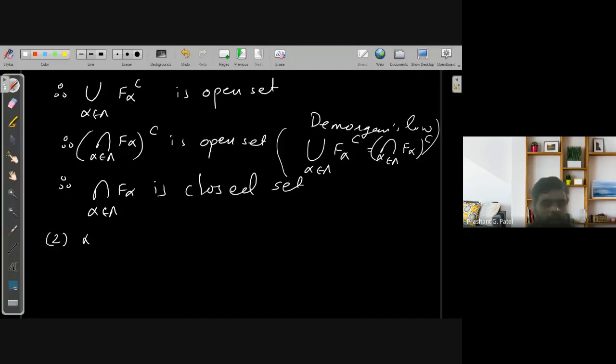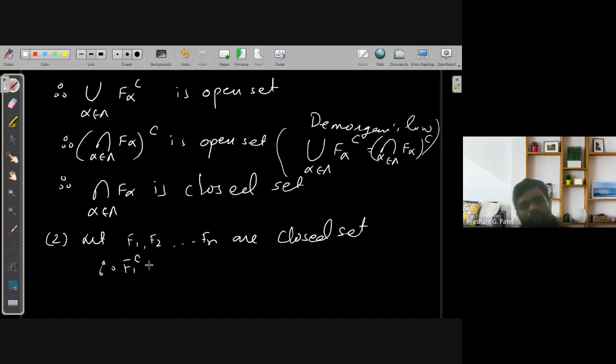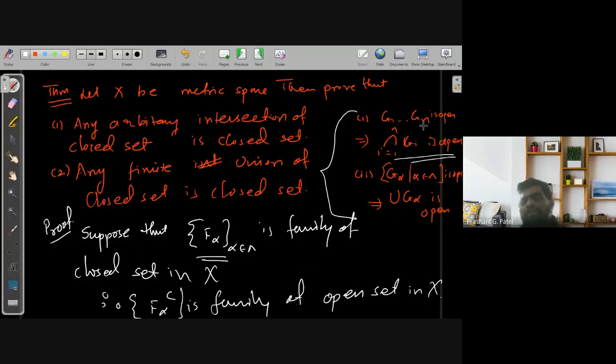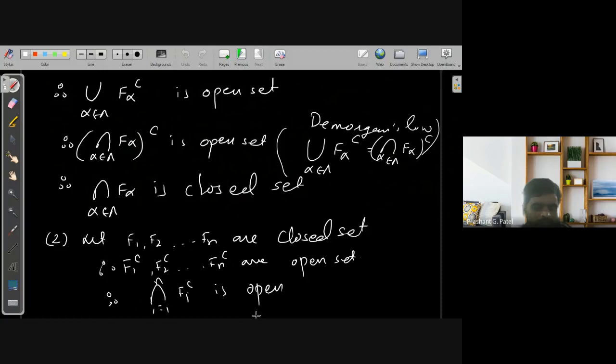Second statement: if I have F1, F2 up to Fn as closed sets, then we know that their complements, F1 complement, F2 complement up to Fn complement, are open. Since they are open, their finite intersection is open, due to the statement that if G1, G2 up to Gn are open, their finite intersection is an open set. Again, by using De Morgan's theorem, the complement can be taken out, and the intersection will change to union. So that will give you the union running from 1 to n of F i complement is open.